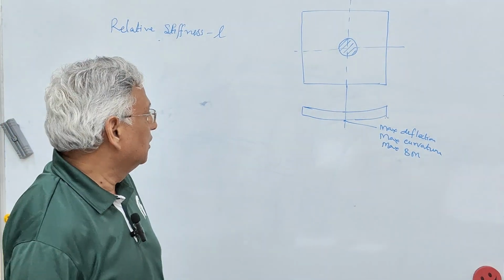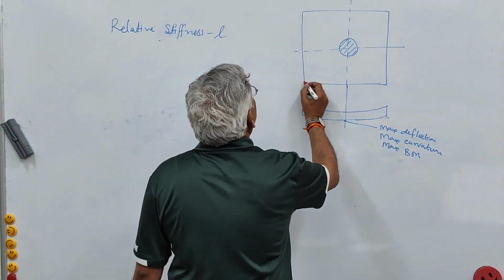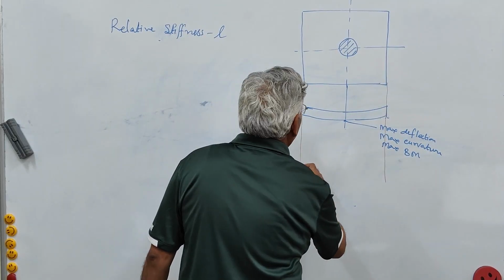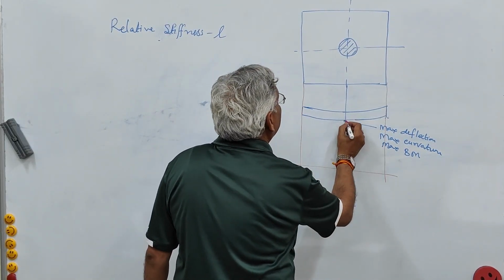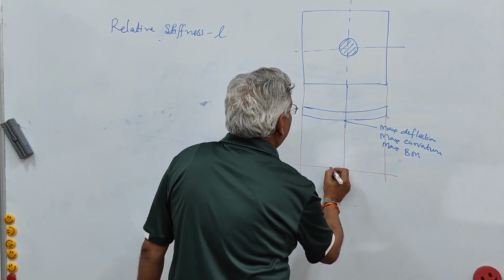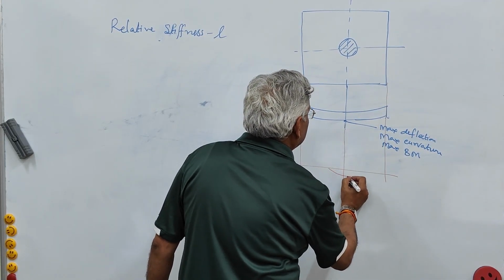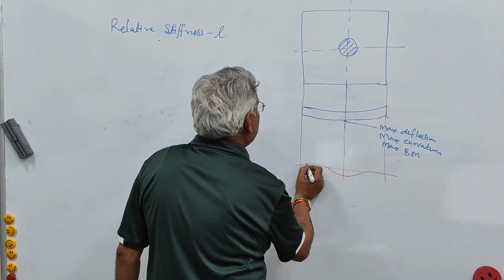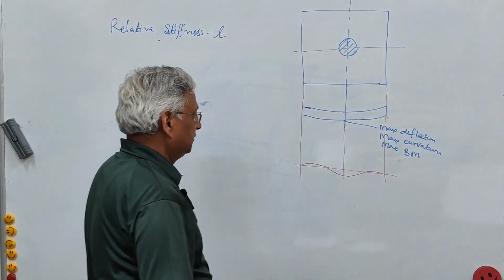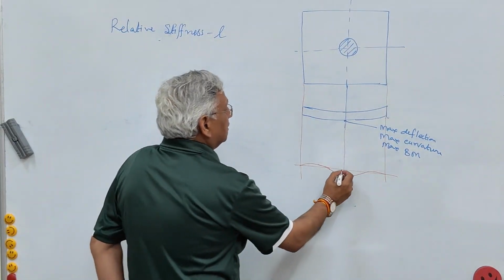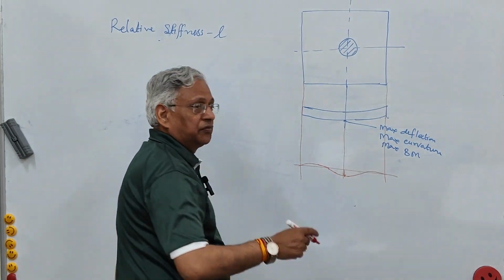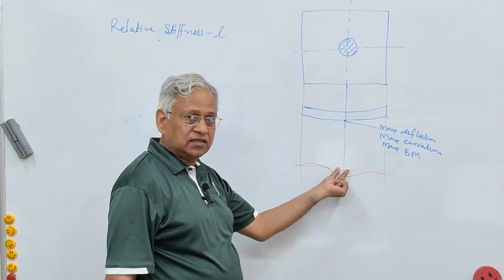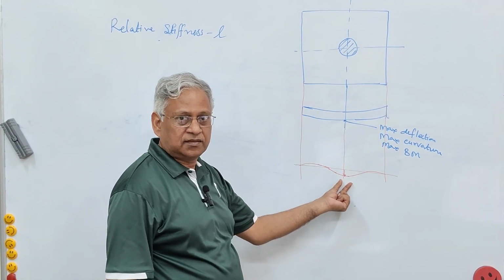If you look at the bending moment diagram, it will be something like this: maximum bending will occur here, and then you have a reverse bending beyond a certain distance. That is the compressive bending. At the top there is a compressive stress, at the bottom tensile stress.